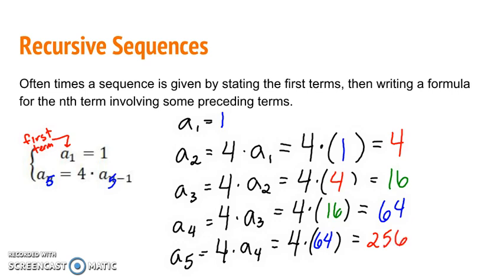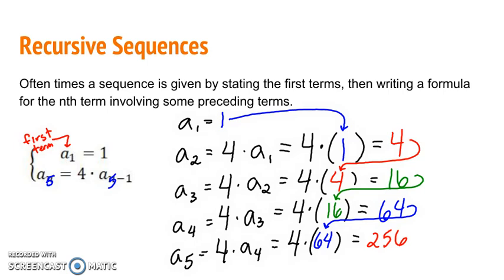Now, I wrote these colors out in a pattern so you can see. We started out, I plugged in my first term to figure out my second term. I plugged in my second term to figure out my third term. I plugged in my third term to figure out my fourth term. I plugged in my fourth term to figure out my fifth term. It's a little pattern that you have to follow.